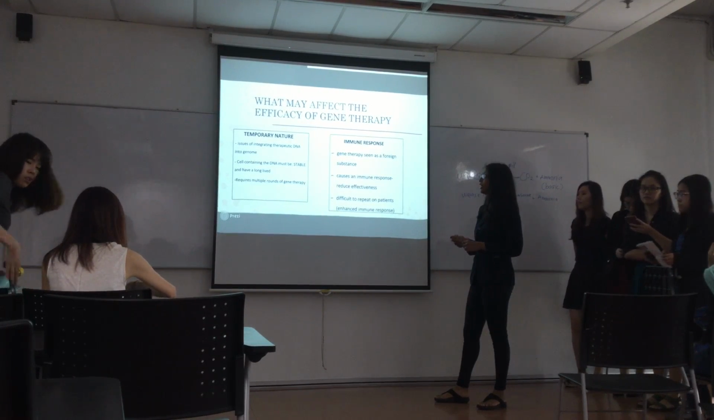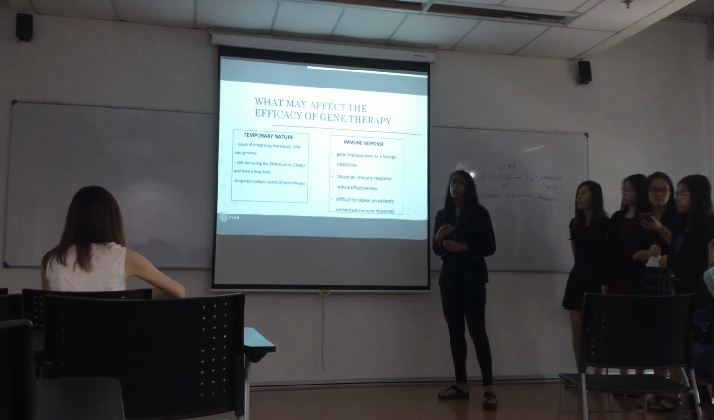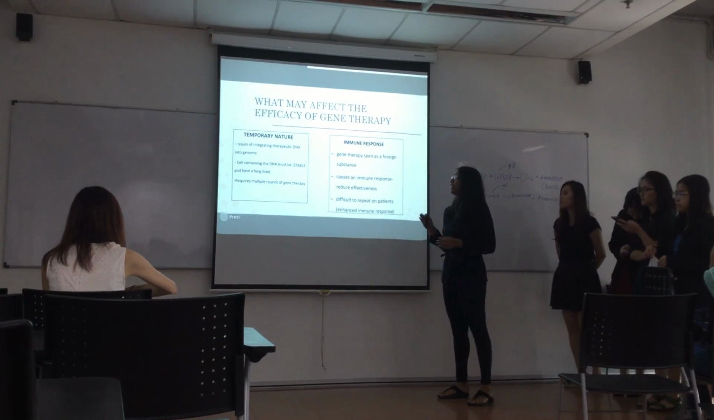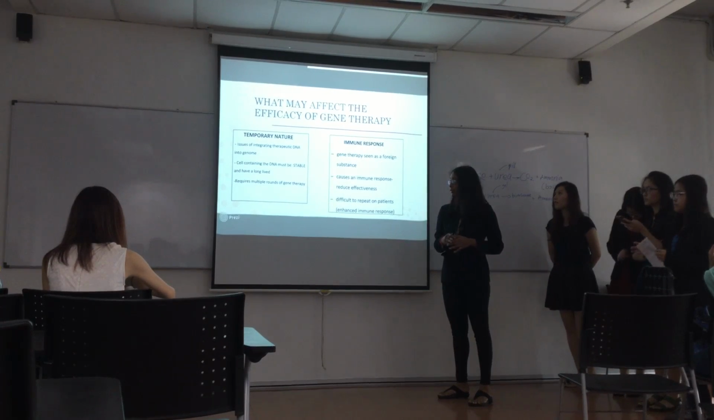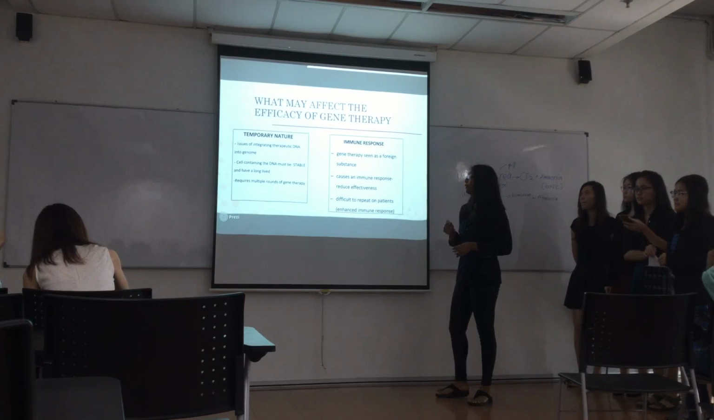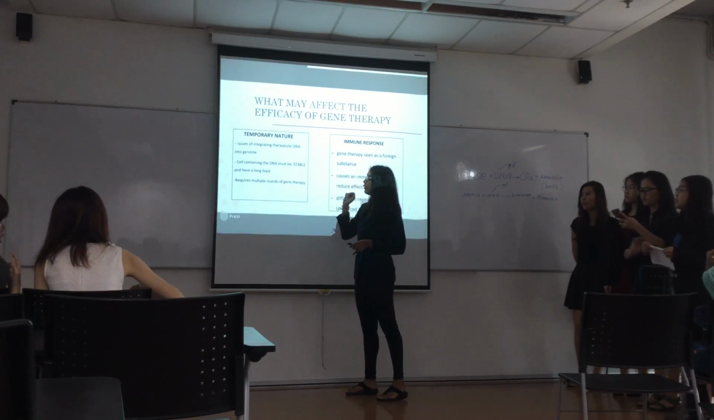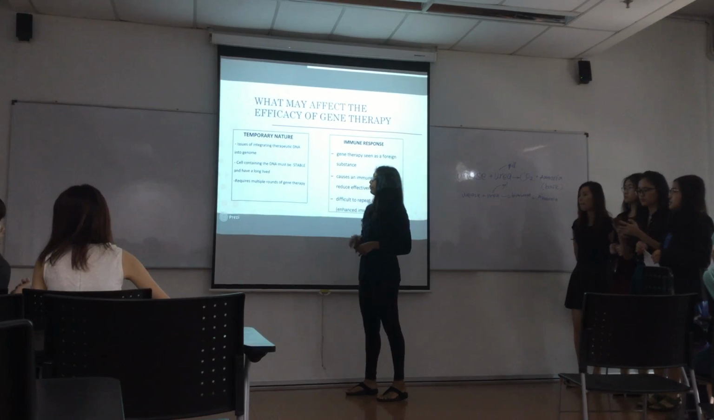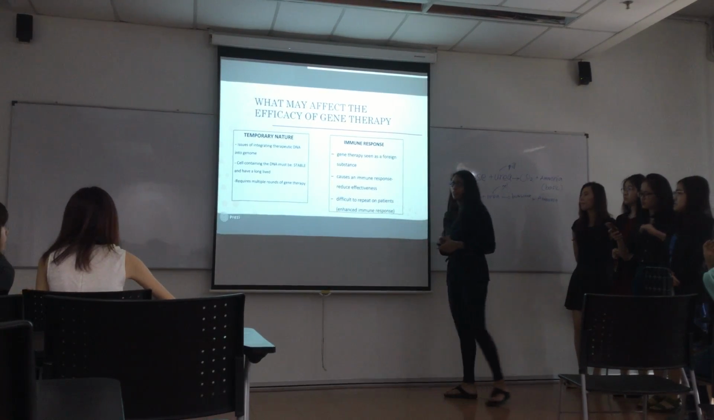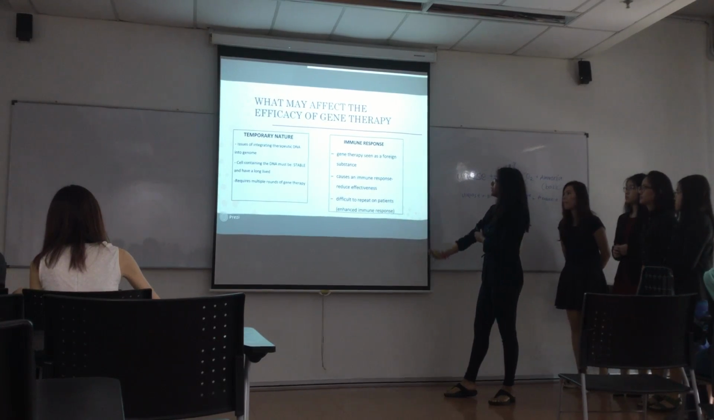Why do we want that? It's because we want it to last for a long time, and we want it to not only attack the current disease but also to prevent it from happening in the future. If it isn't stable or long-lived, it may require multiple rounds of gene therapy, which will be a problem. Firstly, because it's very expensive. Secondly, it's due to immune response.